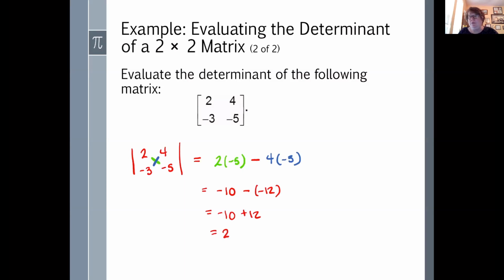So to find the determinant of a 2 by 2 matrix, probably the easiest way to do it is to use the formula. You take the product of the major diagonal, so from the upper left to the lower right, and then you subtract from it the product of the other diagonal, so from the upper right to the lower left.